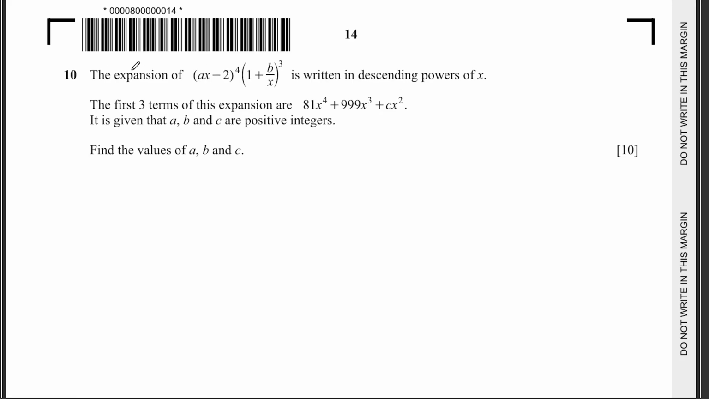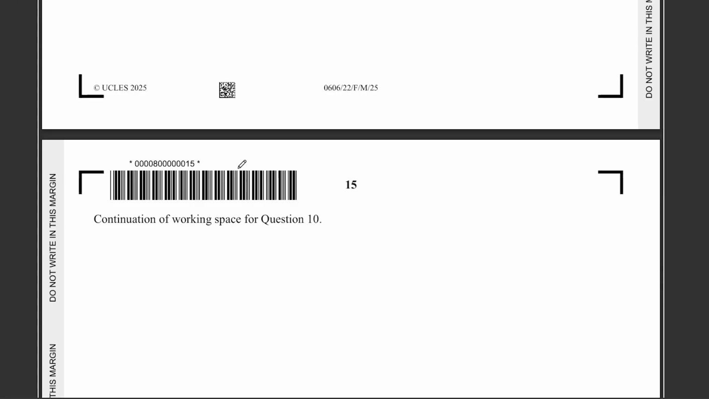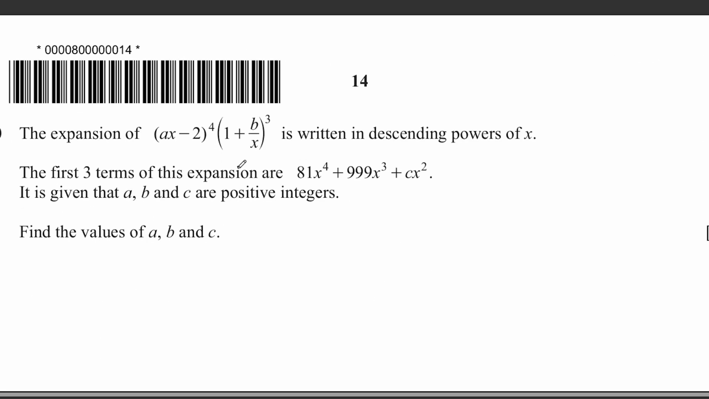Right, so now we come to question 10, which is binomial expansion. This multiplication of binomial expressions is written in descending powers of x, and the first three terms are this, where a, b, and c are positive integers. So we want to find the values of a, b, and c. This is a 10-mark question, and it will be quite long.